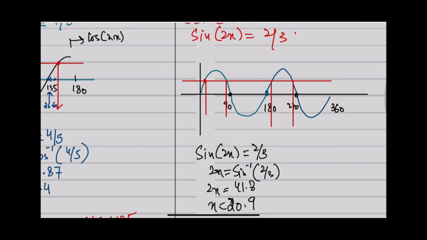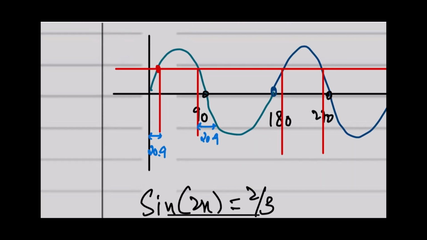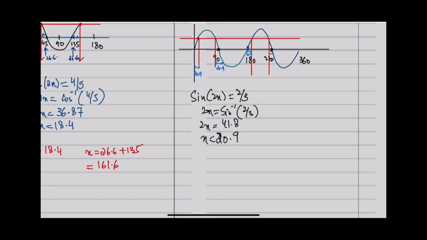Now, 20.9 is the difference from the starting point. Since the sine wave is symmetrical, this distance is also 20.9. This distance from all these, so this is as well 20.9, and so is this distance. So let's write down all the values that I see. So x equals, first one is 20.9.